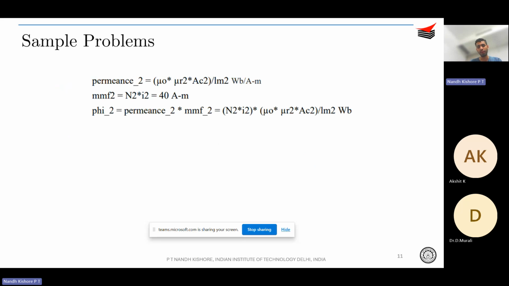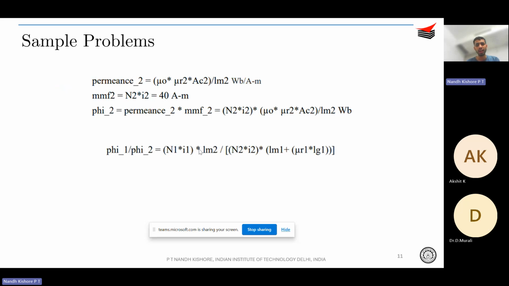Then you do the same for the second coil, that is permeance 2. You will know what is permeance 2 and you will know what is MMF2. Therefore, phi 2 is basically permeance 2 into MMF2. So you take the ratio of both of these, you will get phi 1 by phi 2.